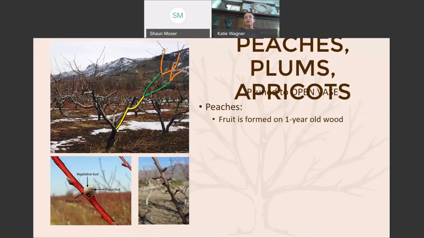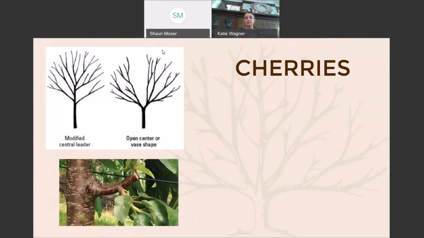Fruit is formed on 1-year wood. So the wood that was produced the previous year for peaches, plums, apricots, and nectarines, okay? Apricots and plums, we also have fruit formed on spurs. All right. Cherries, you can either do the modified central leader or you can do the open center or vase shaped. Most people are going to opt for the modified central leader for cherries, okay? But you can do the open center and vase shape if you want.